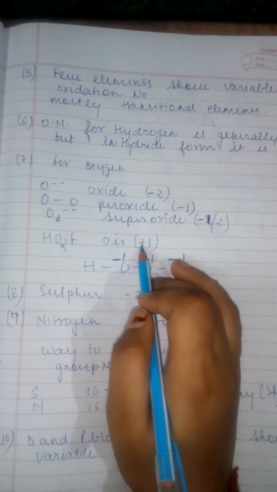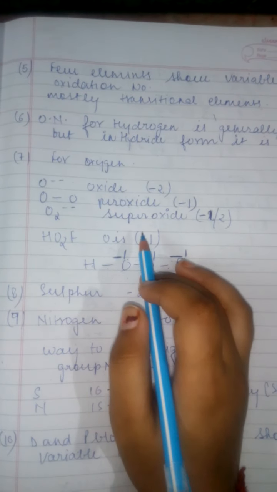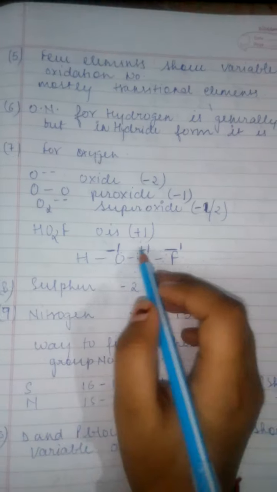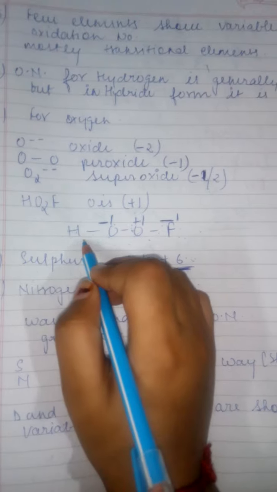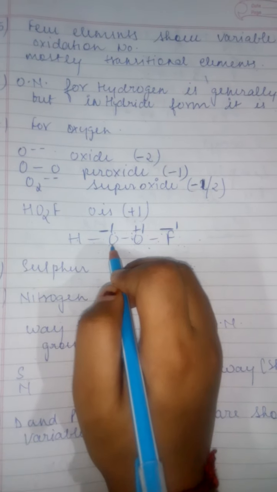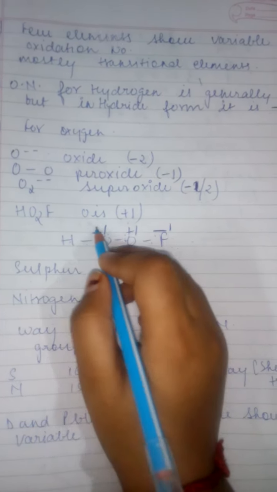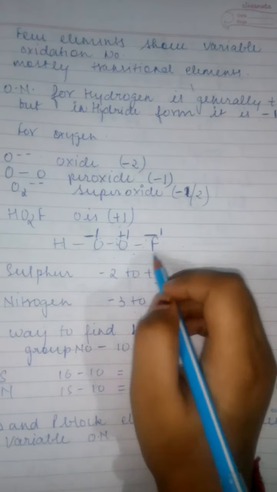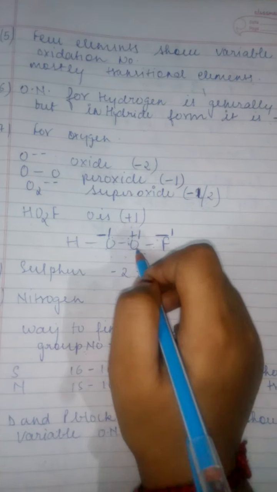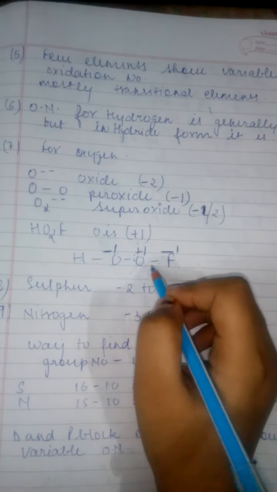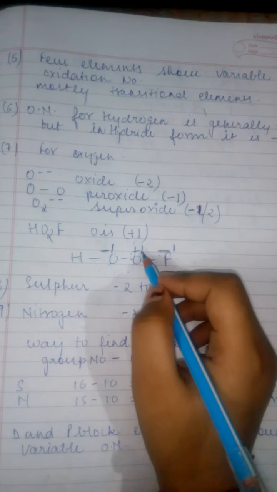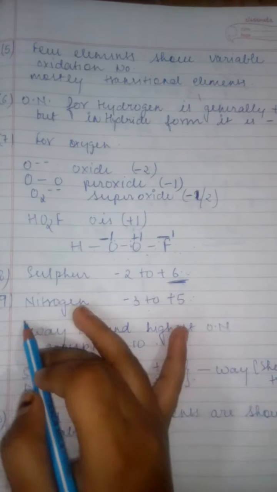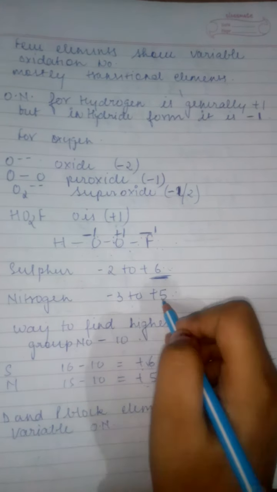The oxidation number of oxygen can also be +1. It is the rarest oxidation number, and it exists only in one compound, that is HO2F. Here I have made a structure. In this case, among H and O, O is more electronegative, therefore it acquires -1 charge. But in this case, among O and F, F is more electronegative, therefore here oxygen acquires +1 charge. This is the case in which the oxidation number of oxygen is +1. Now sulfur varies from -2 to +6. Nitrogen varies from -3 to +5.